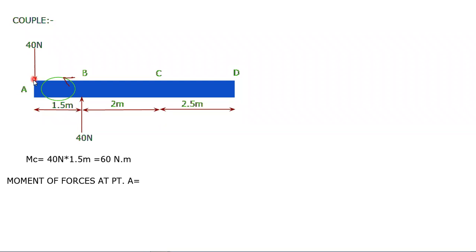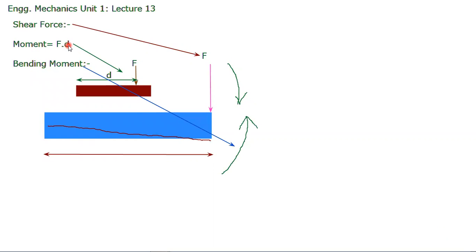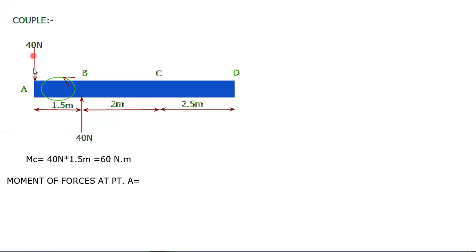So that value will be 0, because what is the definition of moment that we have seen previously? The definition of moment is force multiplied by distance. Here, force is 40 Newton multiplied by distance from point A, which will be 0 for this first force. So 40 multiplied by 0 will be equal to 0.